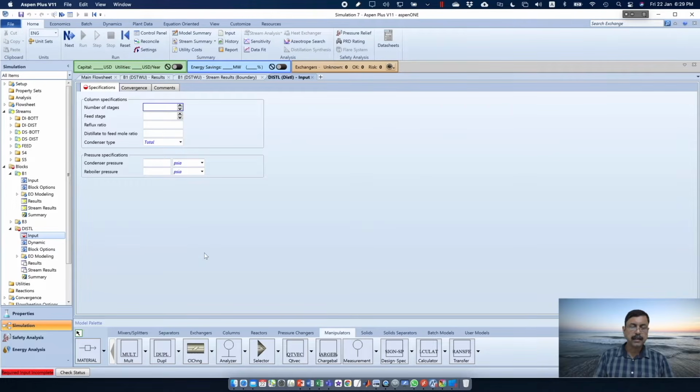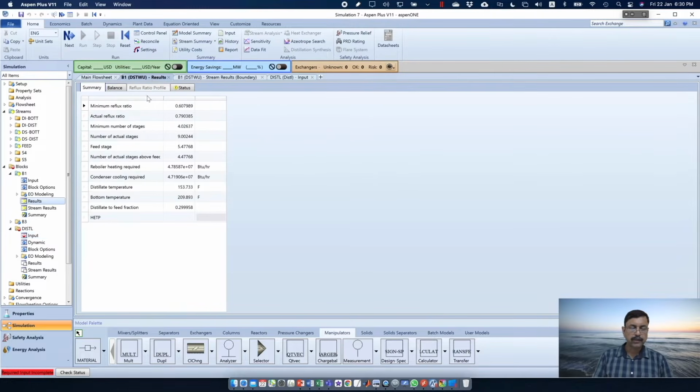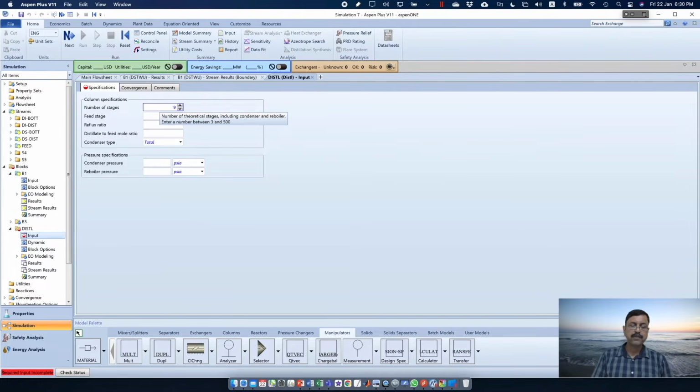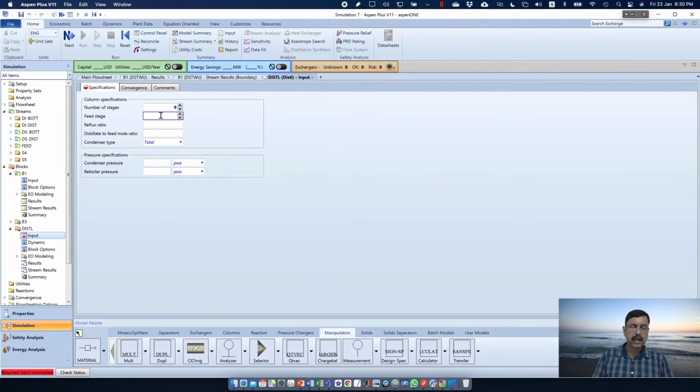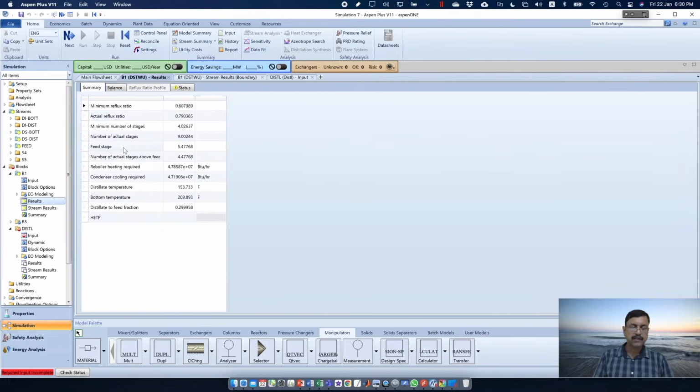So here in the Distl block, we need to give the number of stages. The number of stages, already we have this information over here. So number of stages is 9. So we just give this information, 9. And remember, we have to give a whole figure. We cannot give 9.04 because it is actual number of stages. Feed stage, same information is there. Feed stage is at 5.47. So we'll give 5. Reflux ratio 0.790385.